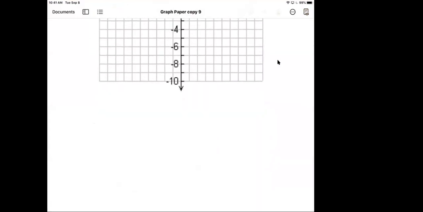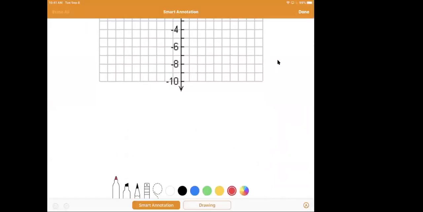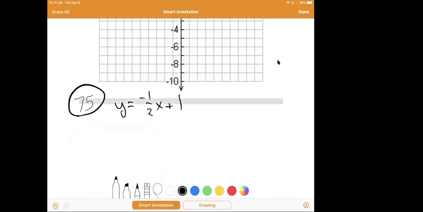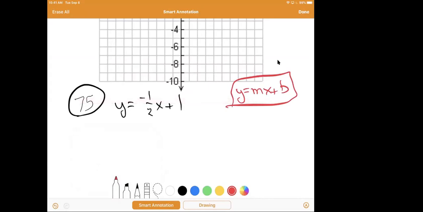And problem number 75 says, let me get this up here. 75 says y equals negative 1/2 x plus 1. It asks us to graph this using the slope and the y-intercept. So it's important for you to understand the slope-intercept form of a line. That's a fancy name for saying that the line has been solved for the letter y.